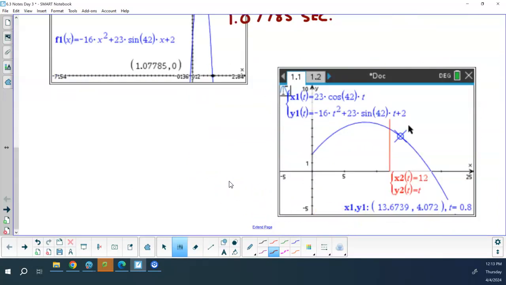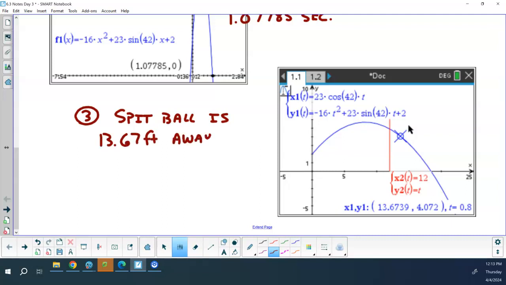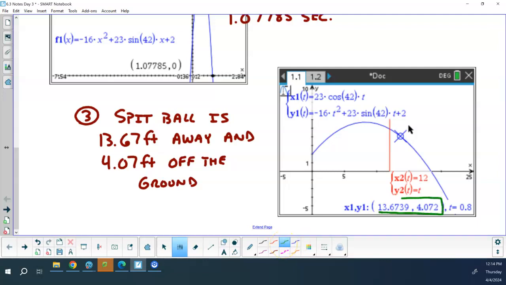So in answer to question number 3, what is the position relative to the launcher? The spitball is 13.67 feet away and 4.07 feet off the ground. And I got those numbers from right here. Trace function. It's going to come into play when we start writing a Ferris wheel later on. Okay. Everybody good with all of that?